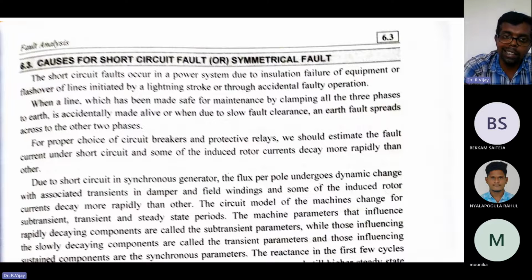And also sometimes a lightning stroke falls on one particular line. You may see some videos on YouTube of lightning strokes falling on lines. What happens is the flashover will be like anything. You can't see it with your eye because it is in nanoseconds or microseconds, so it may come and go. That's all, but that flashover will spoil everything.